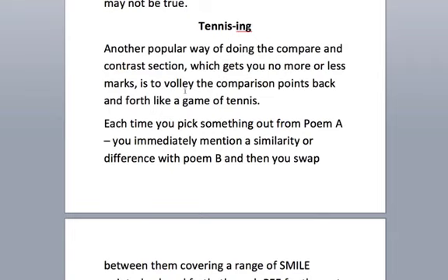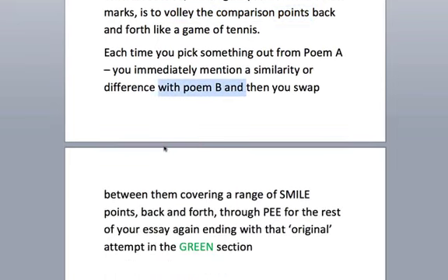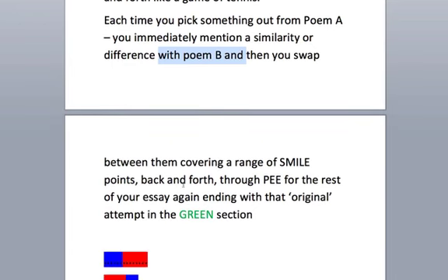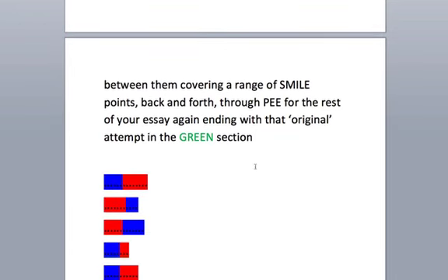But the basic difference here is that you're going to try and volley comparison points back and forth in each paragraph or in each following sentence, almost like a tennis rally. So every time you pick something from poem A, you immediately mention a similarity or difference with poem B. So you're constantly going back and forth, and then you swap between them, covering a range of SMILE points back and forth. And again, we have the green section.